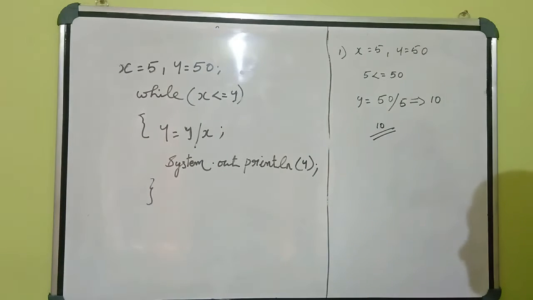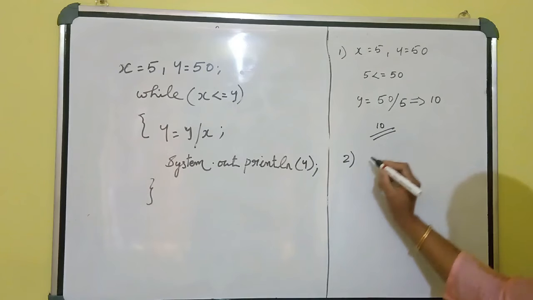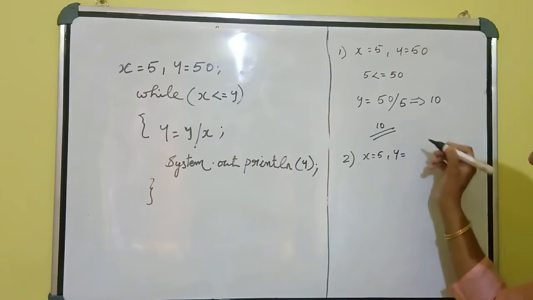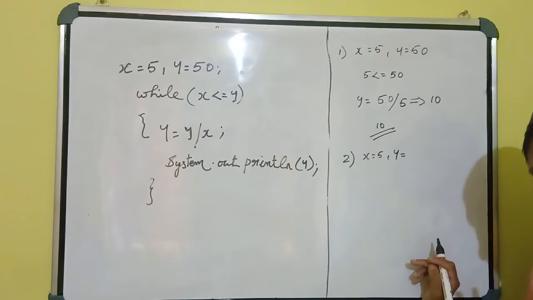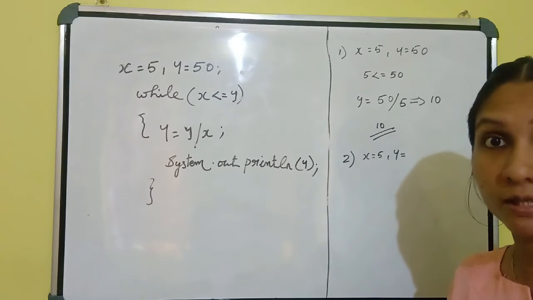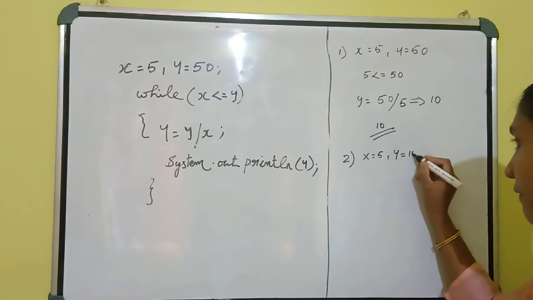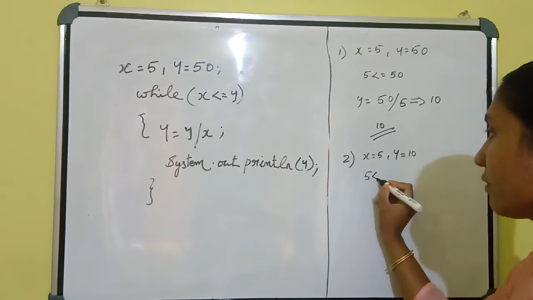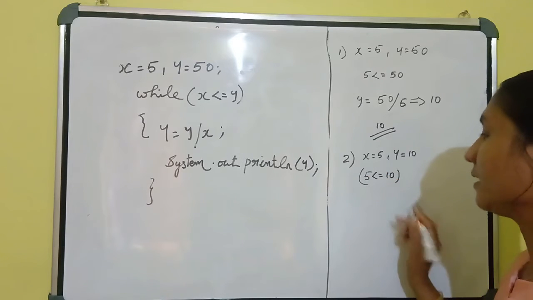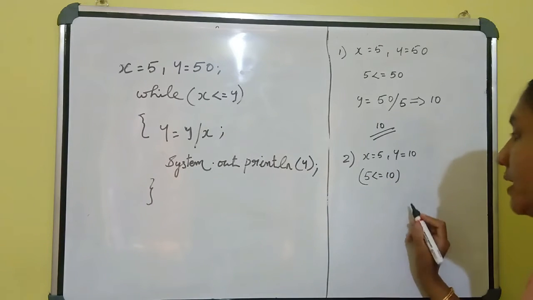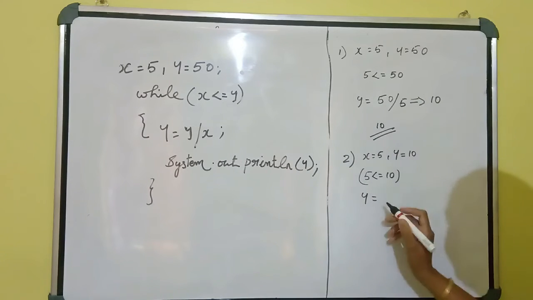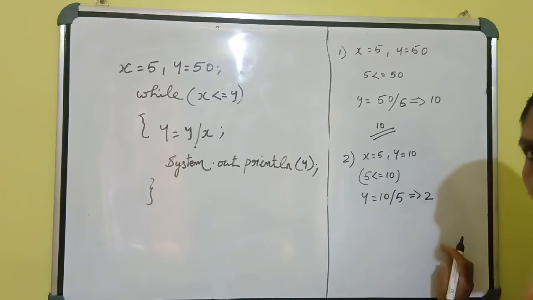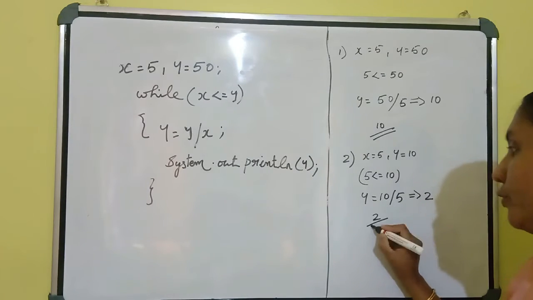First output is 10. The second time, what are the values of x and y here? We know x equal to 5, but the value of y has changed. When we are working with this problem, we have to continue with the previous value. Now the value of y is equal to 10. You have to apply these values: 5 less than or equal to 10. This condition is also true, so we will go inside. That means y is equal to 10 divided by 5, we will get 2. This time 2 is the output, 2 will be printed.